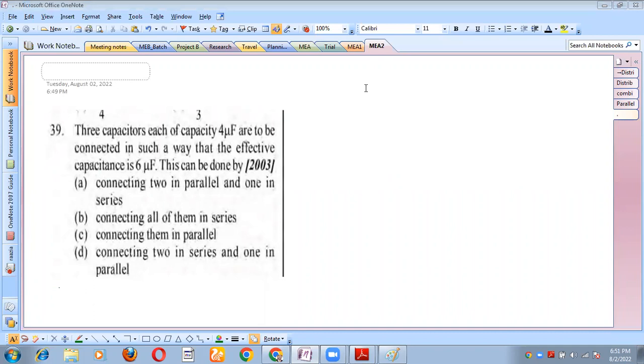Let us understand the question. What it says. It says three capacitors, each of capacitance 4 microfarad, are to be connected in such a way that effective capacitance is 6 microfarad. So we have three 4 microfarad capacitors. Capacitance of each capacitor is 4 microfarad.